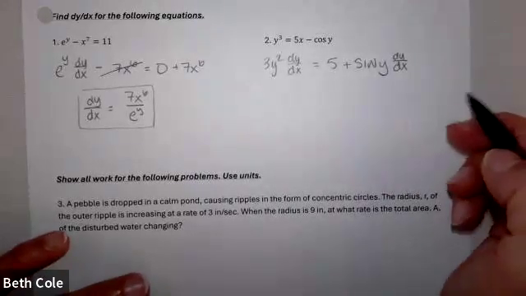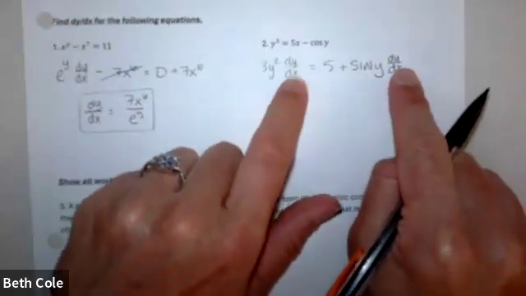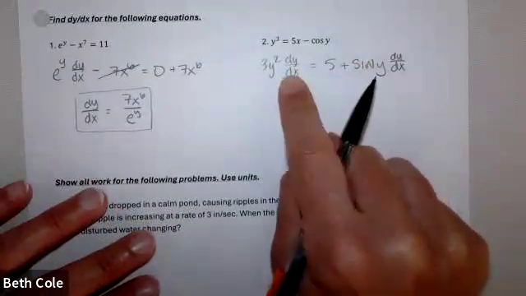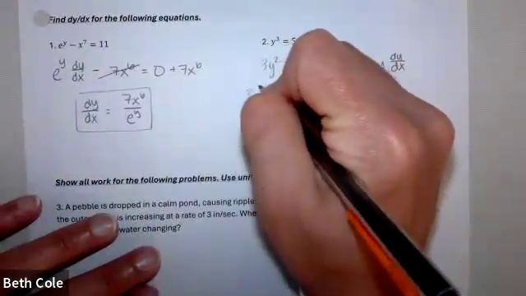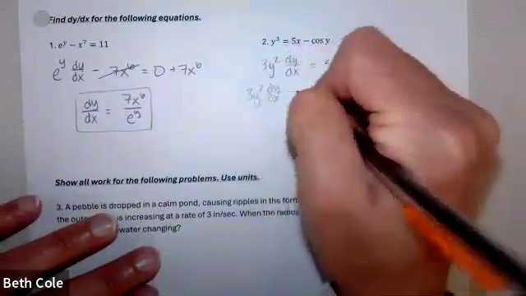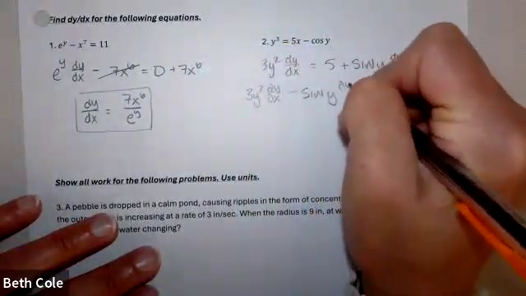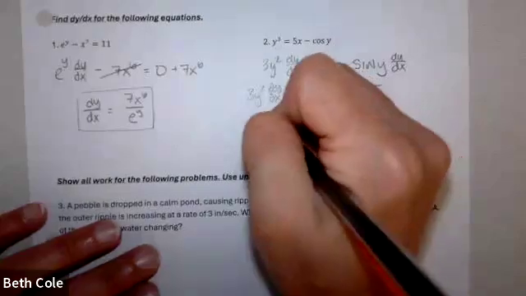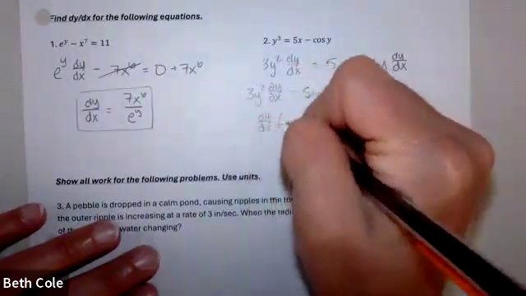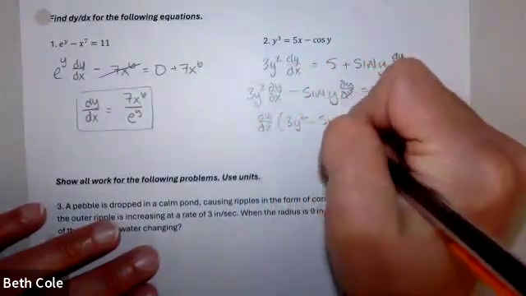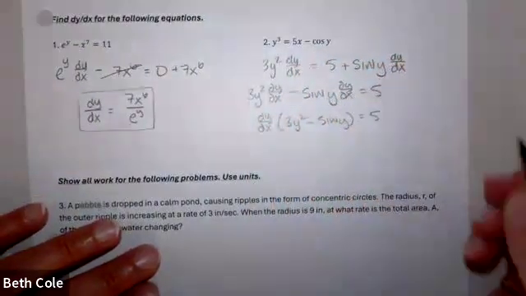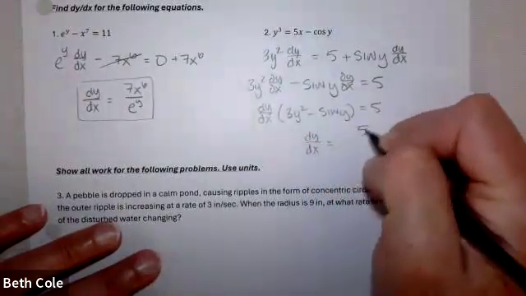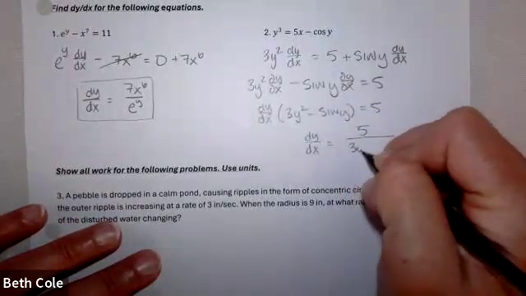So the first thing we're going to have to do is get both terms with a dy dx to the same side. So I'm going to subtract over this sine term here. So it is going to look like this. And then we're going to factor out dy dx. It's a greatest common factor. And then our last step is to divide over everything that is in the parentheses.